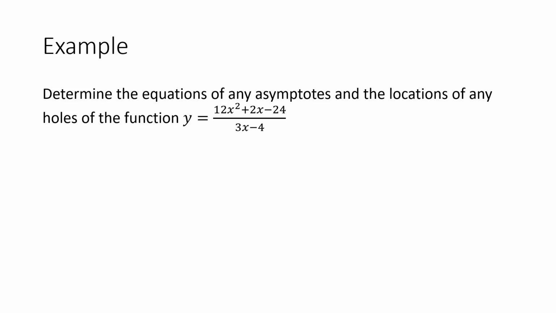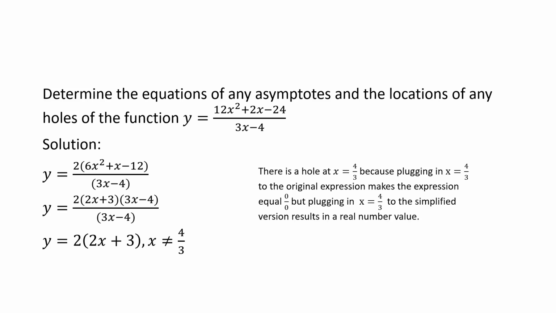Let's determine the equation of any asymptotes and locations of any holes for this function. Well, how would you do it? First thing you would do is factor. Then you common factor out the 2. Then you cross out these like factors of 3x minus 4, and you get this simplified expression. Now, because the 3x minus 4 got crossed out, that means there was a factor of 3x minus 4 in the denominator, but after simplifying, it wasn't there anymore. That means there's a hole at x equals 4 over 3.